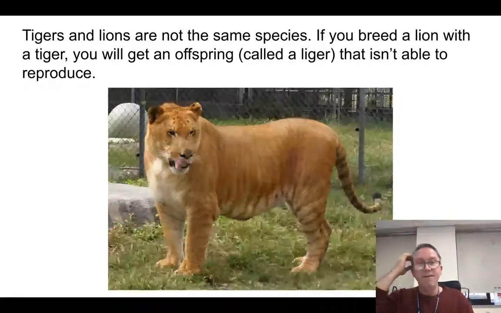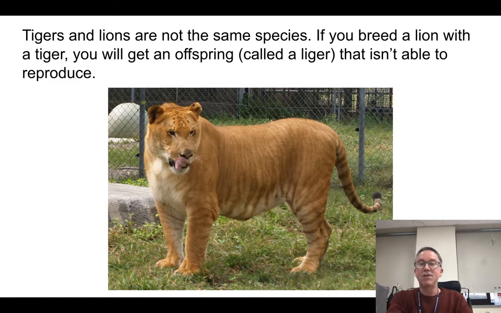Now they've done this with other things, like what you're looking at there is called a liger. Yes, they really did this. If you breed a lion and a tiger, you end up with a liger. So lions and tigers are close enough genetically that they can have offspring, but this liger is incapable of reproduction. And so it's not a new species. So that tells us that lions and tigers are not the same species. All right. Now, we can't go back in time and do that with prehistoric things, but that's probably the best definition of what makes a species.